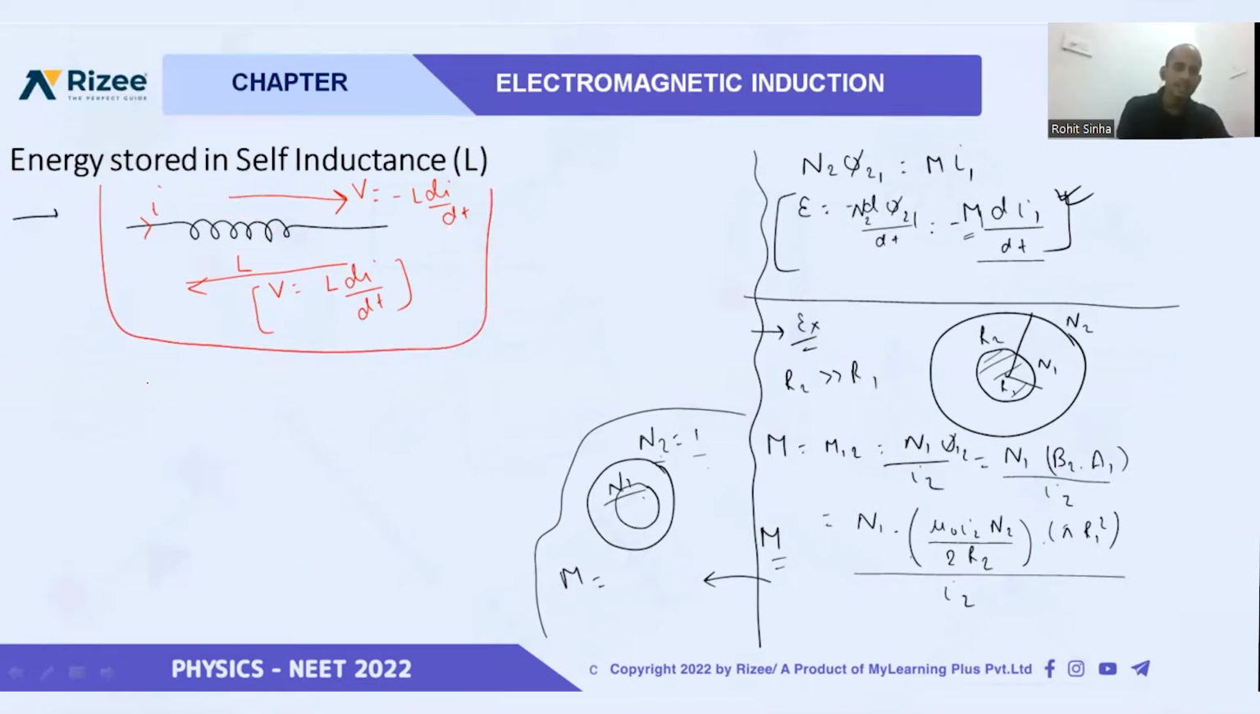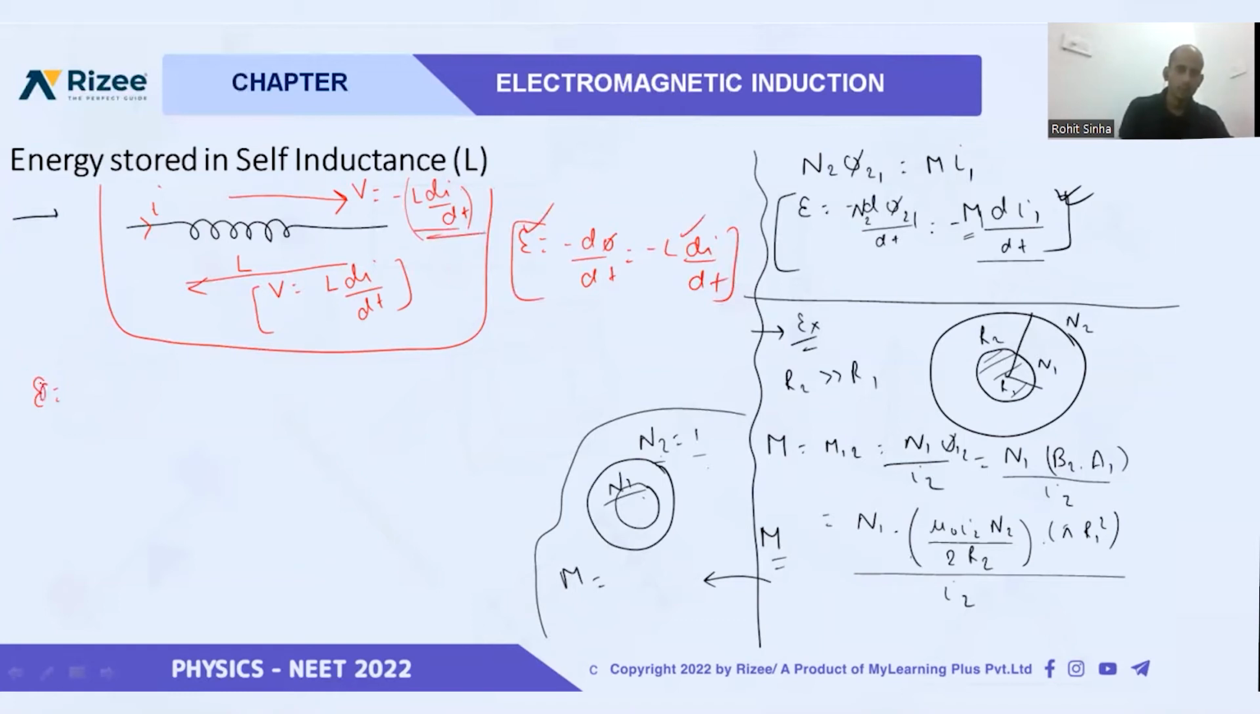Now we also know by Faraday's law that E is equal to minus dφ by dt, as we studied in our previous class, and it is equal to minus L di by dt. From there only; since it was EMF, I have written voltage here.